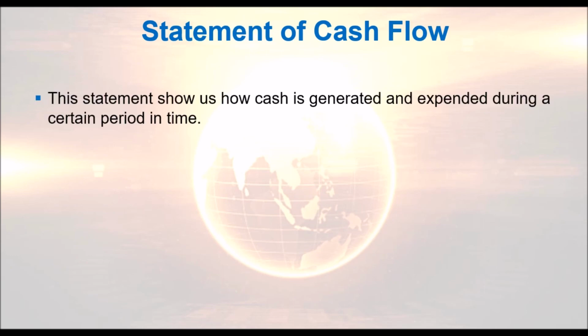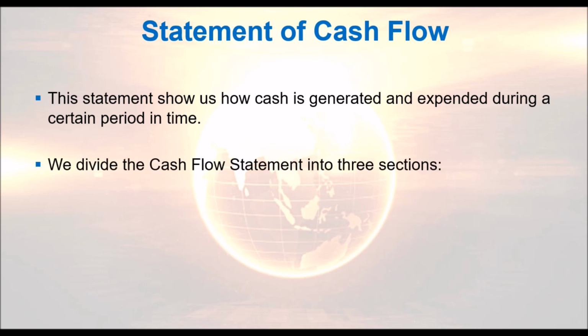Now, this statement shows us how cash is generated and expended during a certain period. So it is for a period of time. It's not as of a date. It's from this date to this date. From a specific date to a specific date, what the cash flow situation was. And what we do is we divide the cash flow into three categories or three sections. There's cash flow that's coming from operating activities.